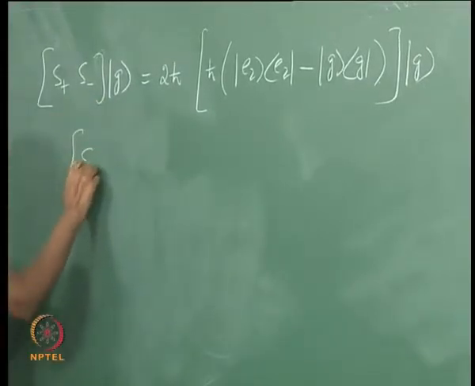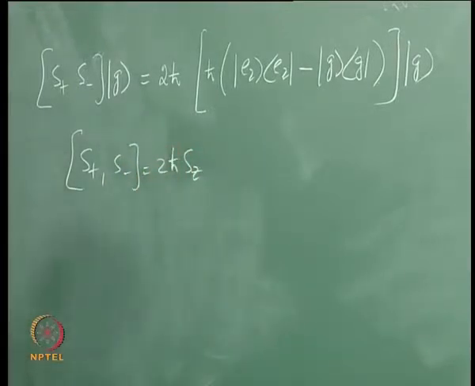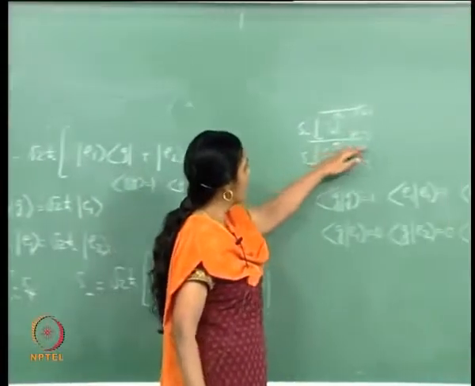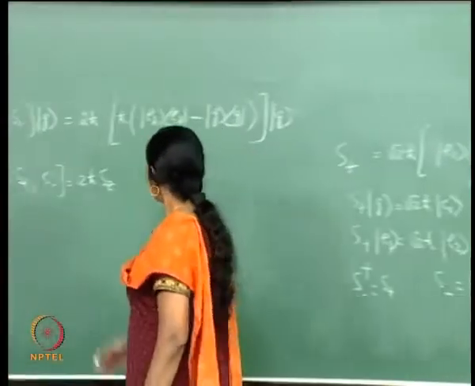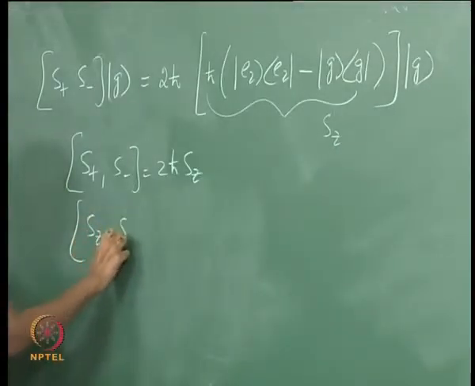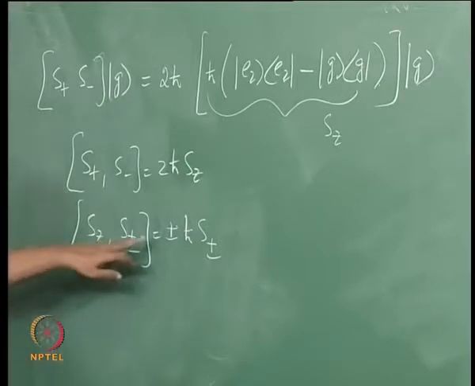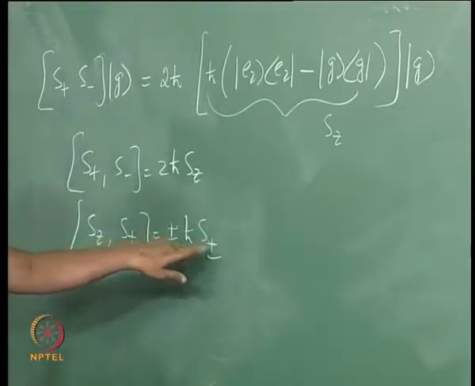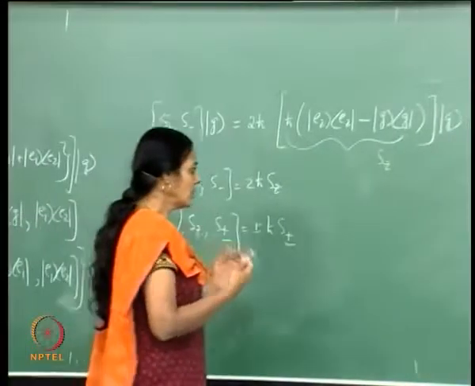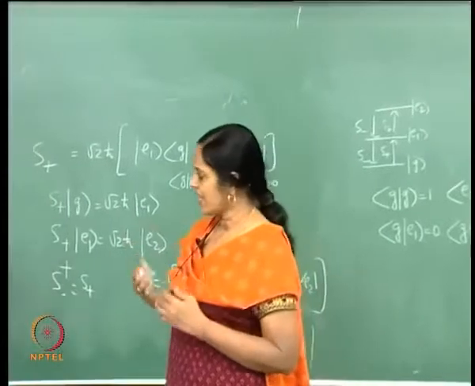This relationship that S plus with S minus is 2H cross Sz holds, and I can check this whether I use the basis state ket G or the basis state ket E1 or the basis state ket E2 out there. Similarly, I can check that Sz with S plus or S minus is plus or minus H cross S plus minus. So, Sz with S plus is plus H cross S plus, Sz with S minus is minus H cross S minus. Now, this is the same algebra that we saw when we worked with the 2-level atom.